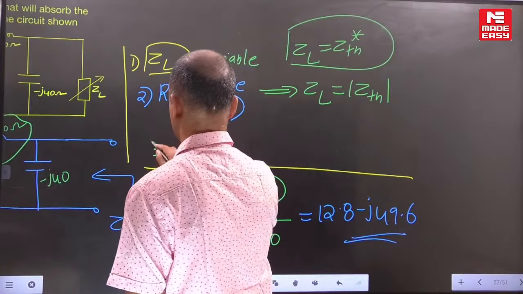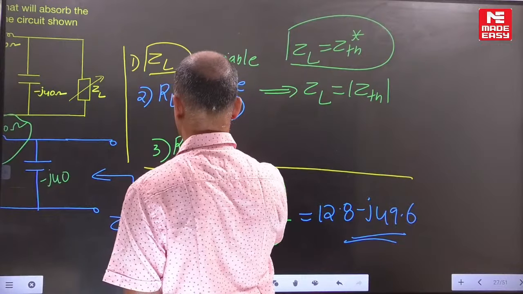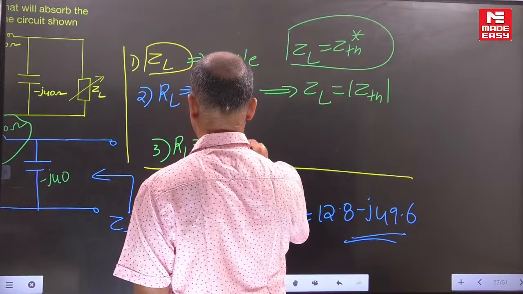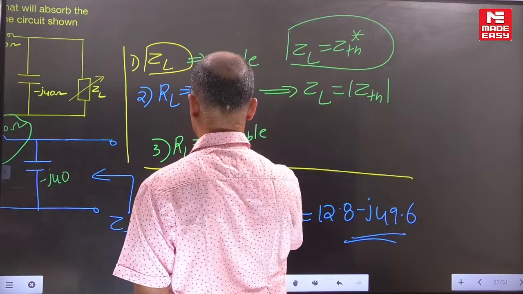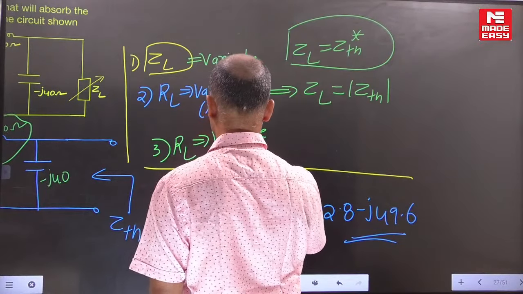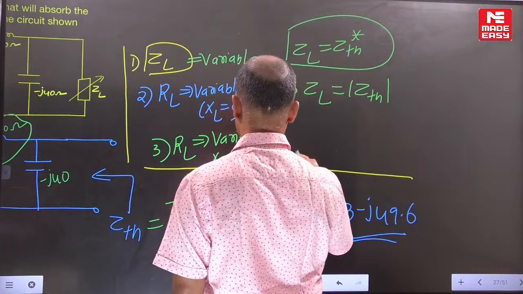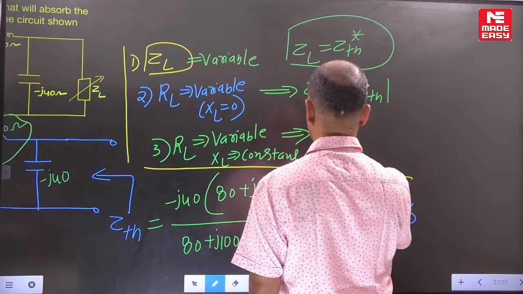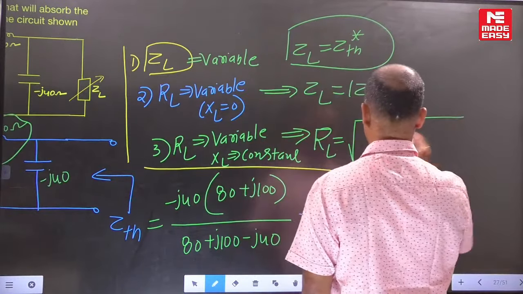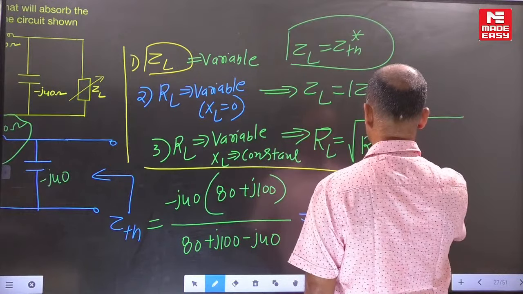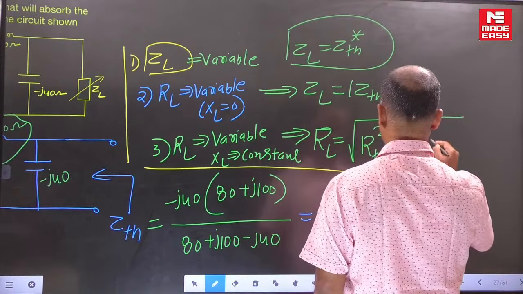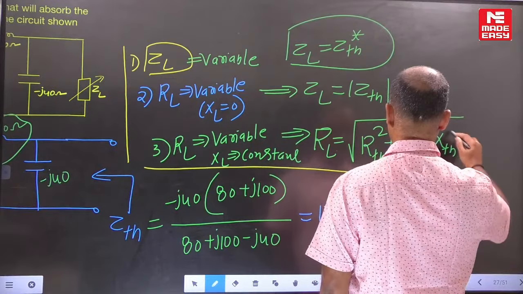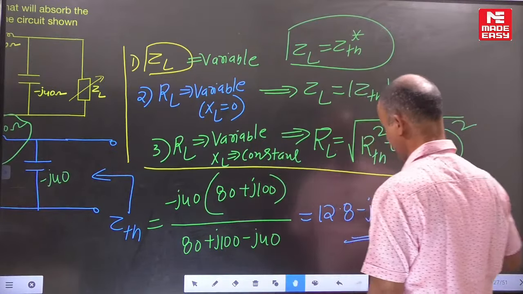And in some questions, they make it like this: RL is a variable and XL is a constant. At that instant, simply conclude that the condition for maximum power is RL equal to the root of XL plus X Thevenin, squared plus R Thevenin squared, for the AC maximum power transfer theorem.